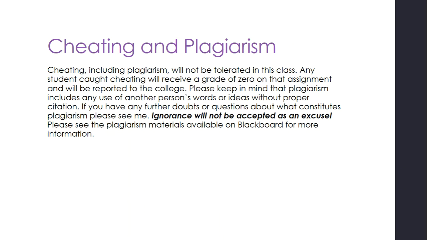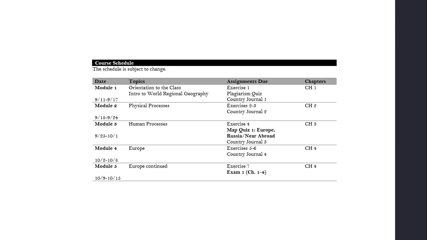Cheating and plagiarism are not tolerated. If you get caught cheating or plagiarizing, you will receive a 0 for the assignment and be reported to the university. Be careful of that. Pay attention to the cheating and plagiarism materials that are given in the first module, because ignorance will not be accepted as an excuse.